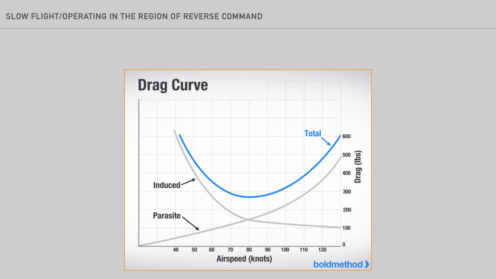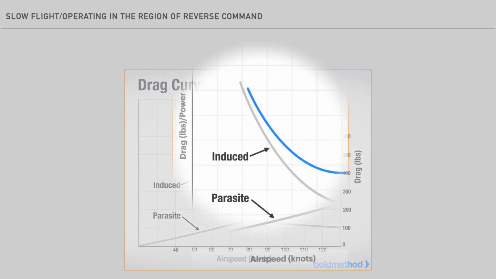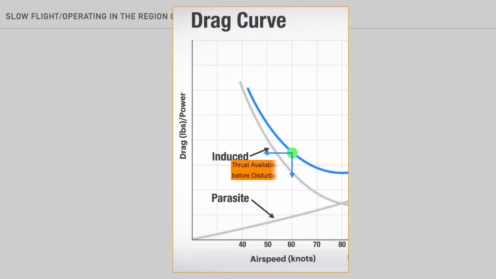Next, what would happen if you were trimmed for level flight, flying on the back side of the power curve, and a wind gust caused the nose to pitch up? As we saw in the previous slide, the airplane would momentarily slow down, but if there was no change in the power setting, would it return to its original speed as it did in the case for the front side of the power curve? It would not.